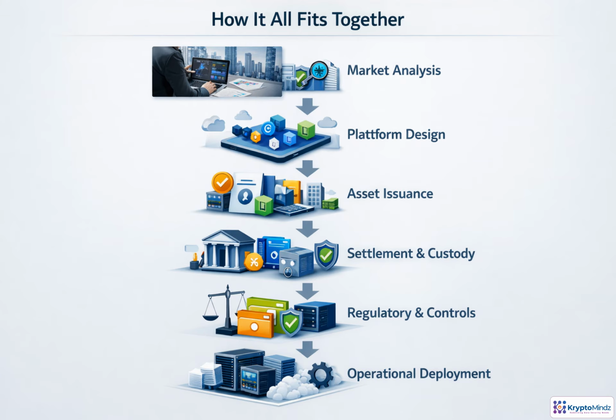This course follows a dependency chain, not a set of isolated technical topics. Market needs define what the platform must support. Architecture choices then shape token design, issuance, settlement, custody, controls, and operations. Each decision narrows the next set of choices. In regulated digital assets, success depends on aligning business value, legal obligations, technology, risk management, and production readiness from the start.